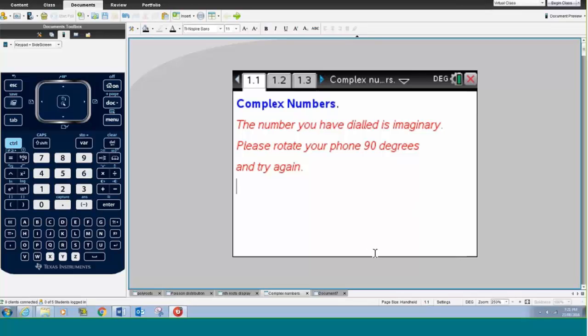So I have a look at some of the complex number calculations and operations on the calculator. I like this joke. The number you have dialed is imaginary. Please rotate your phone 90 degrees and try again. Probably at the start students wouldn't understand what that is about, but after a while they would.